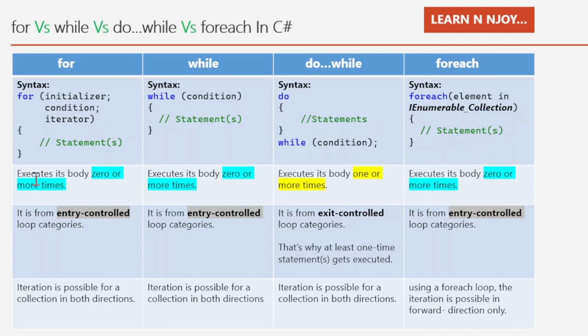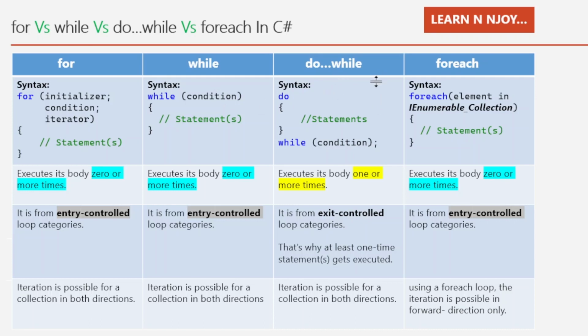Okay, number 2, it executes its body 0 or more times. It again depends upon the condition, whether it's false or true. If it is false, then it is just going to execute 0 times. 0 times means it is not going to execute the statement. Similarly for the while loop also, because the condition is checked first, it depends upon the condition whether it's true or false. Based on that, it is going to get executed 0 or multiple times.